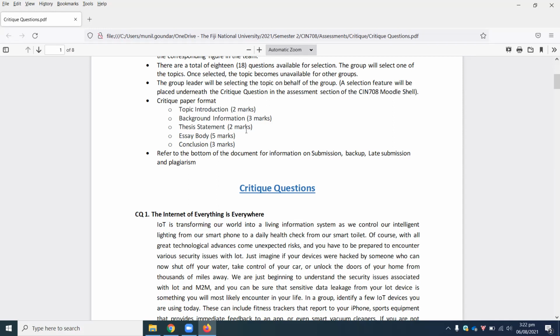With background information, which is worth 3 marks, you will give background information on the topic. For example, the same example that we listed earlier, Fiji's tourism industry. So first of all, you'll talk about Fiji. You'll describe the tourism industry in Fiji. And then you will give reasons for the tourism industry being a successful venture in Fiji. So that would cover some background information on Fiji's tourism industry.